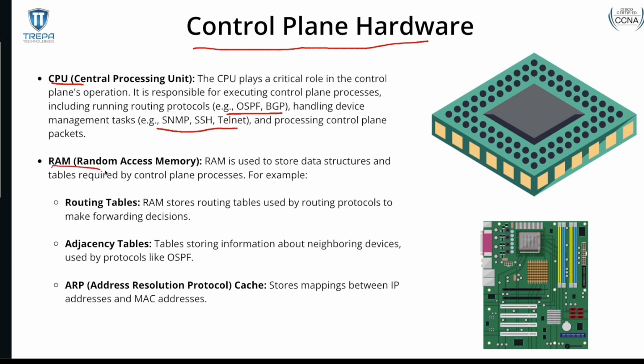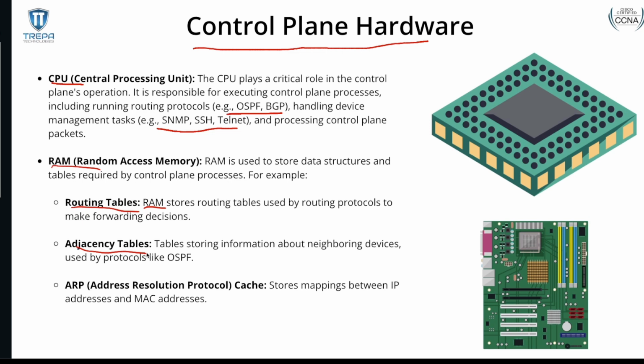The RAM. This is typically where we're going to store data structures and tables required by the control plane processes. So the routing table, that's in RAM. And we know this as network engineers, that when we turn off our router, we lose that routing table. We can't save that routing table to NVRAM, to the startup config. Nope, that's running in RAM. Any adjacency tables. So our neighbor table, our adjacency table in EIGRP, that's running in RAM. And again, we turn that off, no more table.